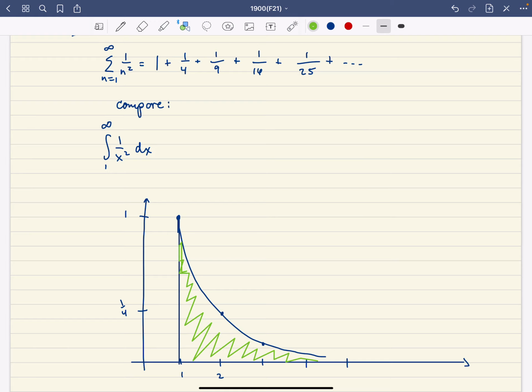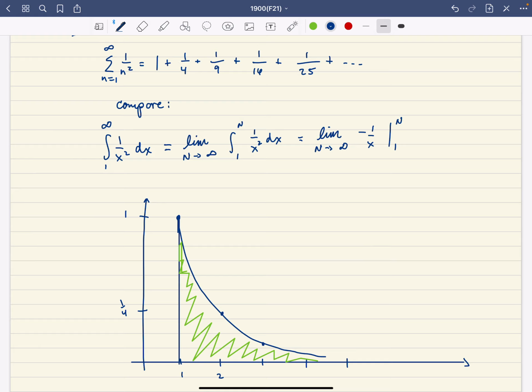This is an improper integral. We could actually evaluate this integral. This might have been one of the first integrals that we ever evaluated. This is the limit as n goes to infinity of the integral from 1 to n of 1 over x squared dx. And 1 over x squared integrates right away. We don't need to do any substitution, nothing fancy. This integrates to negative 1 over x.